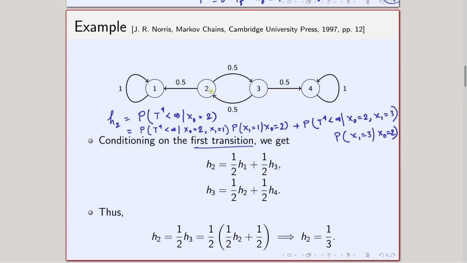So, I am conditioning with respect to the next transition, and when I am doing that, what I have written is that first is 2, then the next is 1, and then the probability of going from 2 to 1 in one step, plus the first is 2, the second can be 3, multiplied by the probability that I can go from 2 to 3 in one step. Okay. So, conditioning on the first transition, I can write H2 in this particular form.